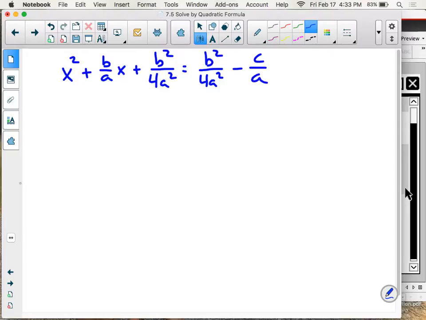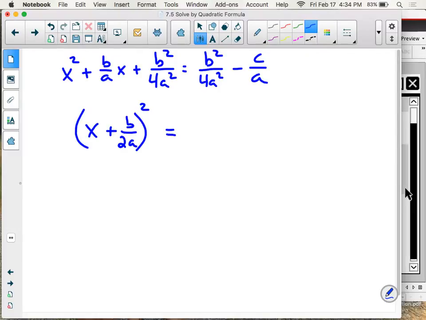So now let's play a little bit. First, the left side. On the left side, it's a perfect square trinomial. So what you might remember is you can take half of the middle, or the square root of the new c term. I'm going to take the square root of that new value. The square root of b squared is b, and the square root of 4a squared is 2a. So that's what the left side simplifies to when I factor it.